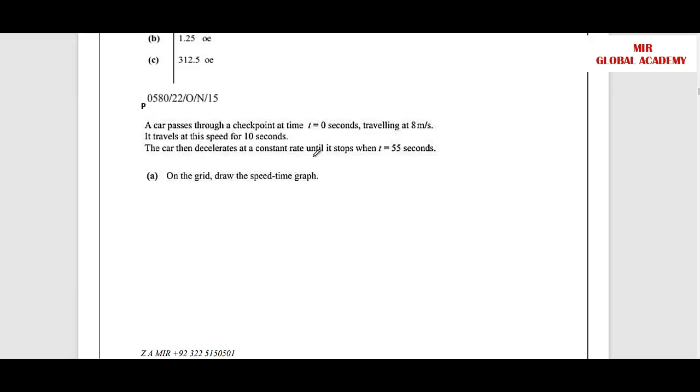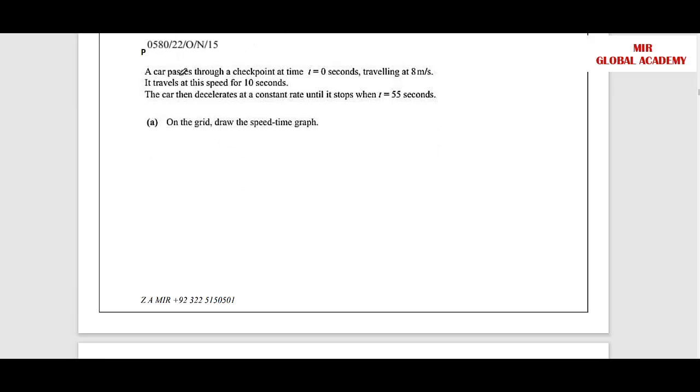The car then decelerates at a constant rate until it stops when t is equal to 55 seconds. On the grid, draw the speed time graph. So the car is passing through a checkpoint, we took that time t is equal to 0, and the speed at that time was 8 meters per second. It traveled at this speed for 10 seconds. So for 10 seconds its speed remains constant at 8 meters per second. And this is a horizontal line.